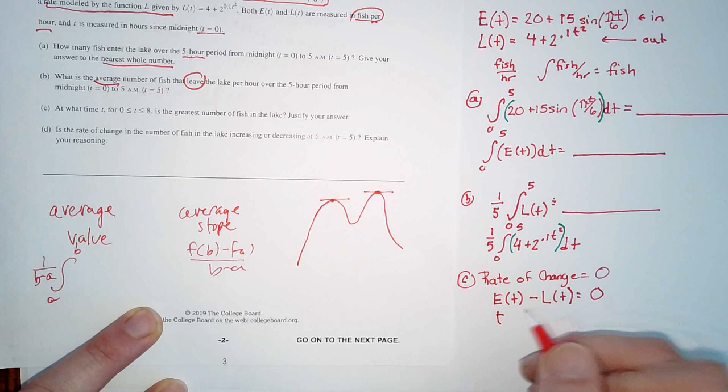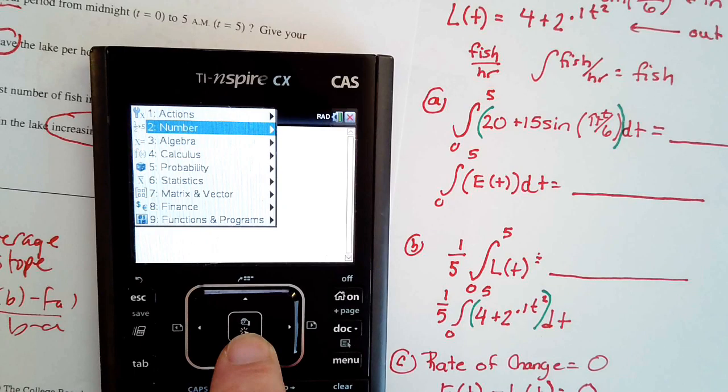Now, this is the classic AP thing right here. The function I have, E of t, is the rate of change of fish, that's in and out. So I want to see when the rate of change of the fish coming in minus the rate of change of the fish coming out is 0, and that should be my time when the graph is at the maximum. Now, the way I'm going to do it is the following. I'm going to go to my graph page with the tab button, and I'm going to enter both functions into the calculator.